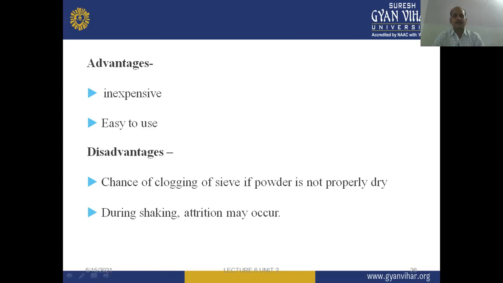Or we already discussed that it is the method which can only be applicable for solid powder samples. If the powder has moisture, then it will close the aperture of the sieve, or there is a chance of closing of the sieve if the powder is not properly dry. Another disadvantage or limitation of this method is that during shaking, attrition may occur.